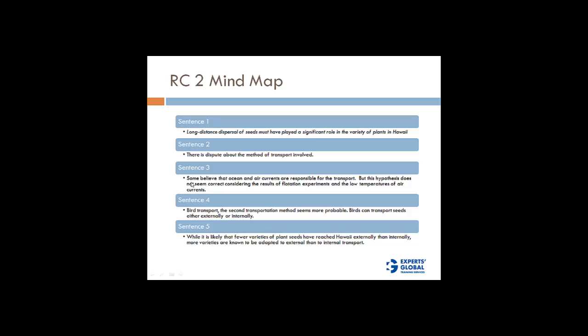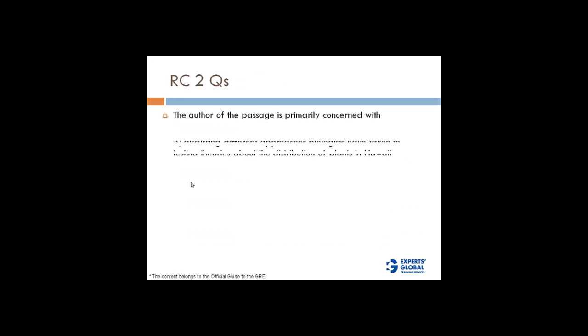What is the central theme of the paragraph? We are talking about methods of transportation, and we are analyzing. There are two ways in which this could have happened. We are analyzing what method is more probable, right? And the author is trying to give reasons for that also. So that is the central theme. Okay, let's look at the answers.